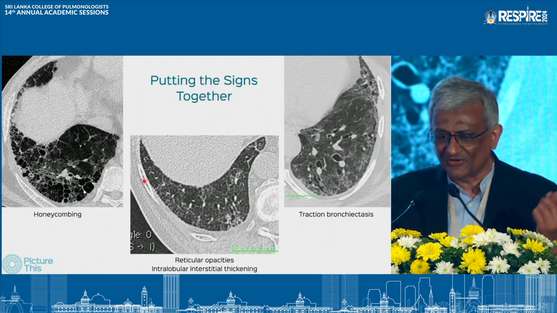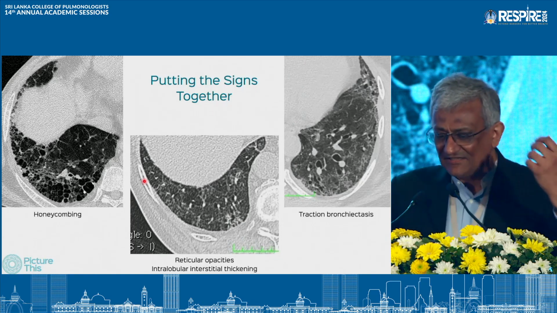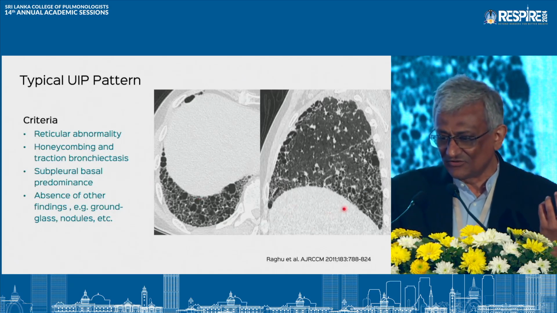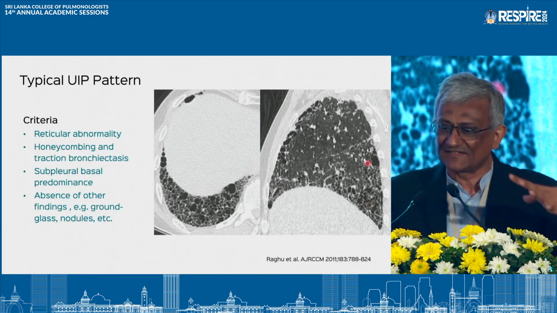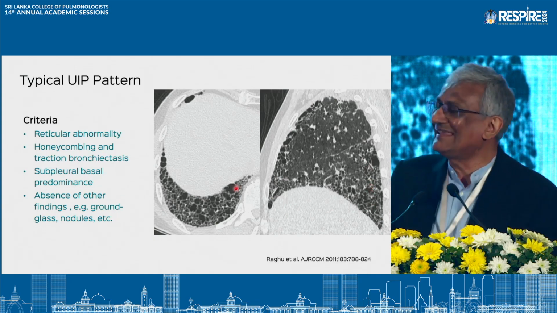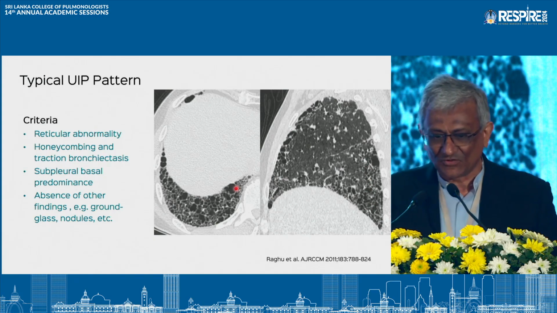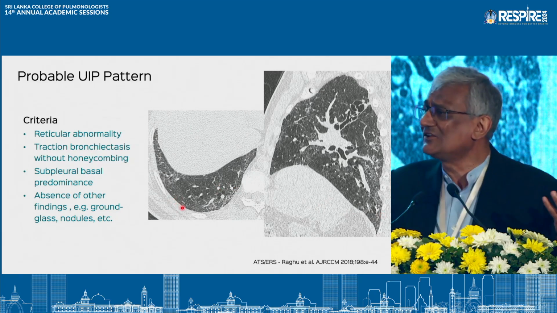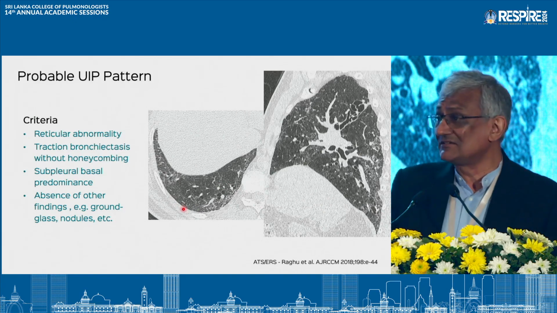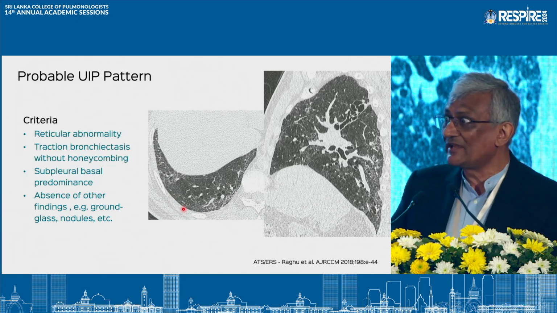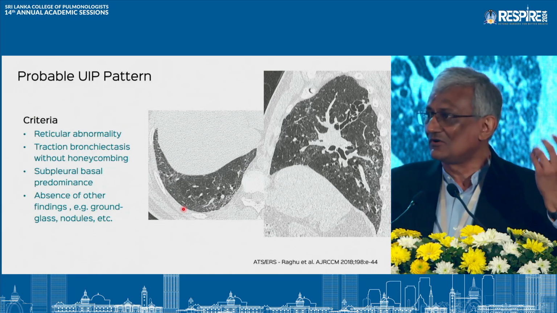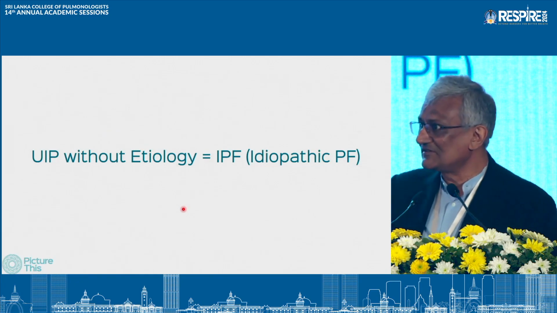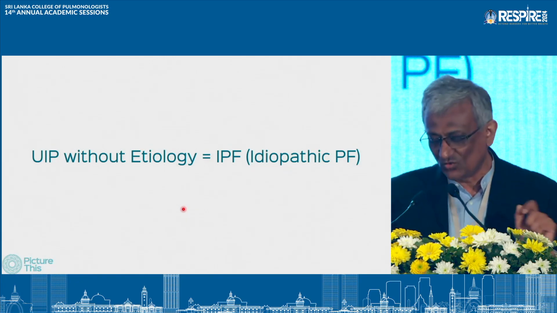We'll focus on fibrotic ILDs. When we see these 3 signs, we put them together. If you find reticular opacities with honeycombing, subpleural basal predominance, and nothing else, then that's the typical UIP pattern. If you see all of that, except that the honeycombing is missing, and I think a better term for this is the original term, UIP without honeycombing, but it's now called the probable UIP pattern, and that's also suggestive of idiopathic pulmonary fibrosis if there is no etiology.